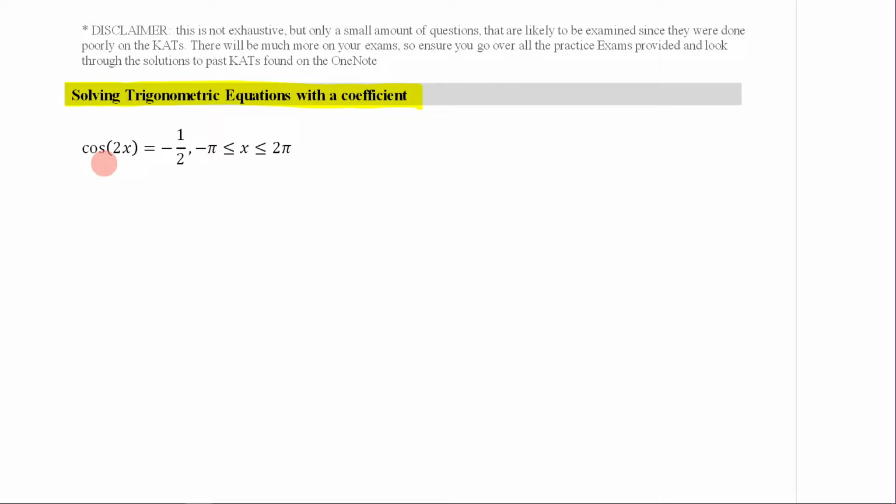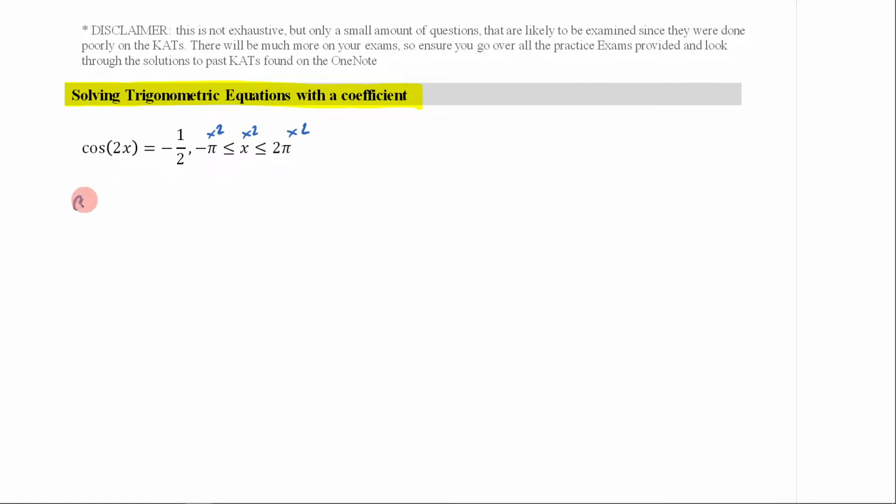What you have to do is make sure that your domain is the same as this. I need my domain to be in terms of 2x instead of just x, because this is 2x. So that's the first thing you need to know. You need this to look like this. In order to get x to look like 2x, I multiply it by 2. I multiply this by 2. I multiply this by 2.